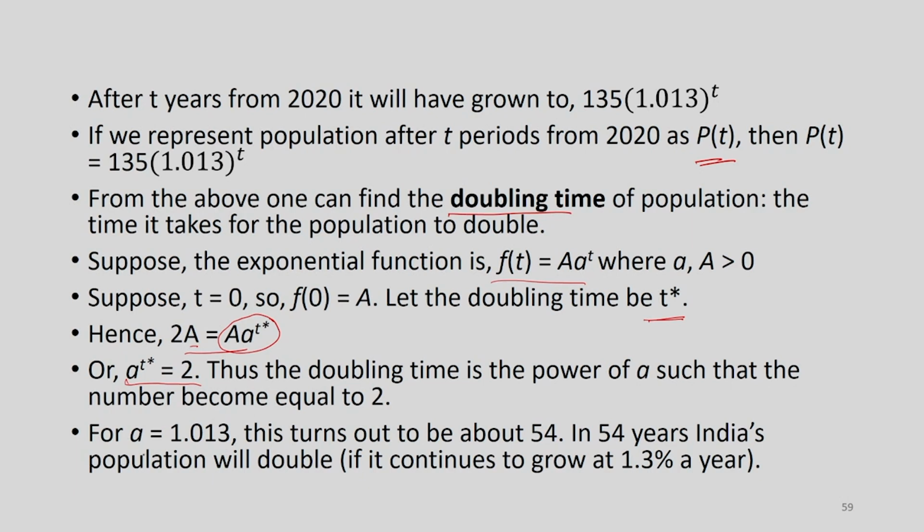So, this is an example. Suppose small a is 1.013. I am using this 1.013 from here. Basically, it means that population per year is growing at 1.3%. Now, if a is taken to be 1.013, it turns out to be 54. It turns out to be means t star is equal to 54. So, in 54 years, India's population will double if it continues to grow at 1.3% per year. So, that is the meaning of doubling time.